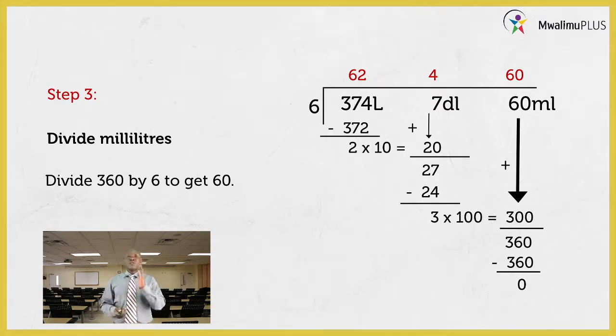So learners, you have to know the steps. When you move to another step, you convert the remainder; you multiply it with a given number. If you are changing liters to deciliters, you multiply by 10. If you are changing deciliters to milliliters, you multiply by 100. That's what you need to do.